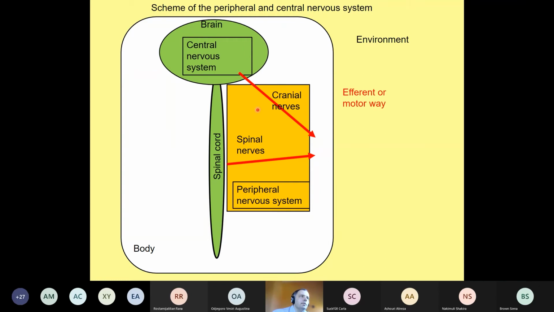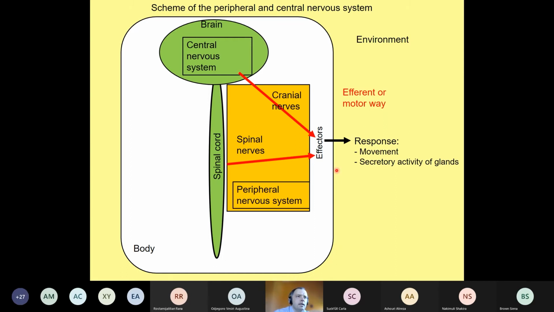to the effectors through the efferent or motor direction, and the effectors will perform those commands which are made by the brain in order to drop the hot object or in order to swallow the coffee as fast as you can. So the effectors are usually responsible for that the signal of the nerve is transmitted to those structures which finally perform the command.